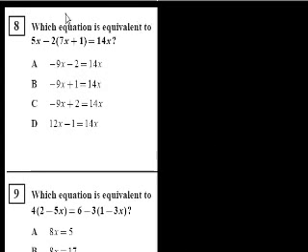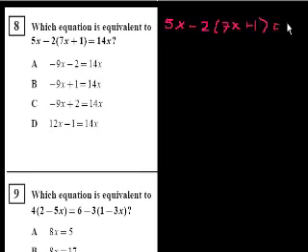All right, we're on problem number 8, and they ask us which equation is equivalent to 5x minus 2 times 7x plus 1 is equal to 14x. So I'm guessing they just want to simplify this a little bit and see if we get to one of these choices. So let's do that. So we start with 5x minus 2 times 7x plus 1 is equal to 14x.